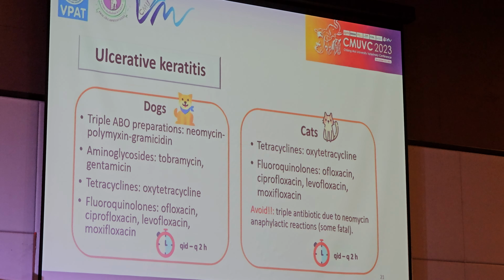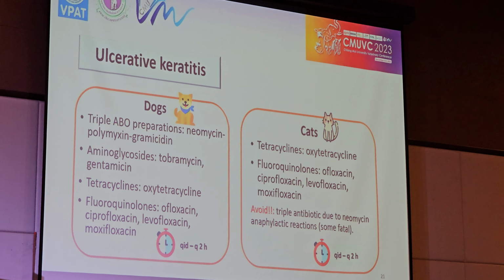The recommended antibiotics used in dogs and cats are in this slide. For dogs, the triple antibiotic is recommended for prevention or for an uncomplicated superficial ulcer. But if it is a more severe or deeper ulcer, you may consider using tobramycin or gentamicin. And if it presents as a melting ulcer or corneal melting, you can consider using the higher generation fluoroquinolones.